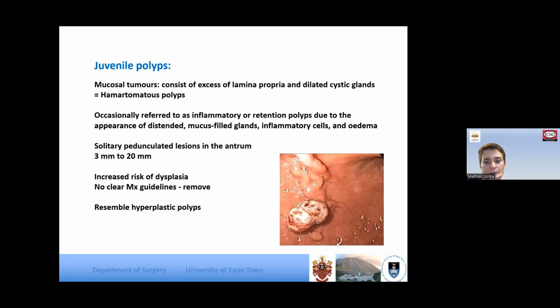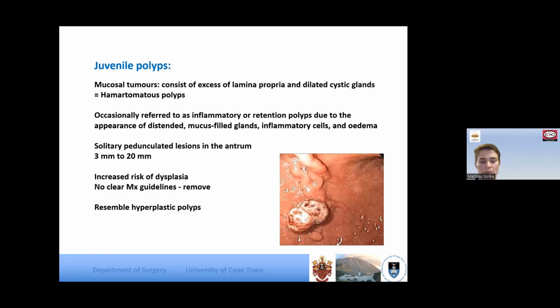A couple of other polyps that we should quickly, briefly mention. Juvenile polyps. These are mucosal tumors, essentially, hamartomatous polyps. They consist of an excess of lamina propria and dilated cystic glands. There is often an inflammatory background. Again, they may be solitary, pedunculated. They can get quite large. There is a bit of a risk of dysplasia.